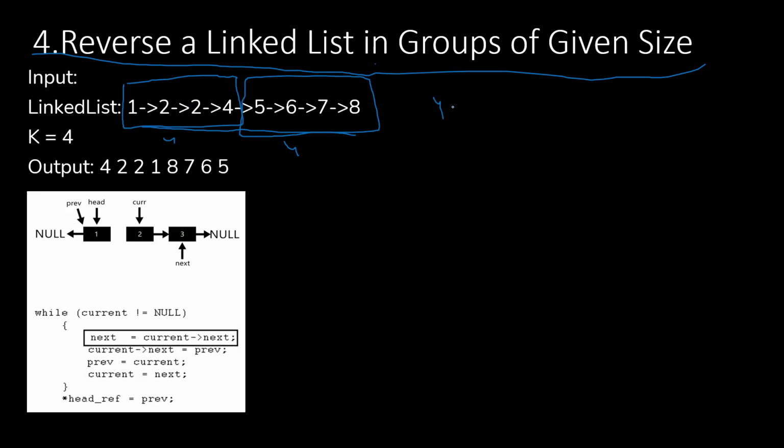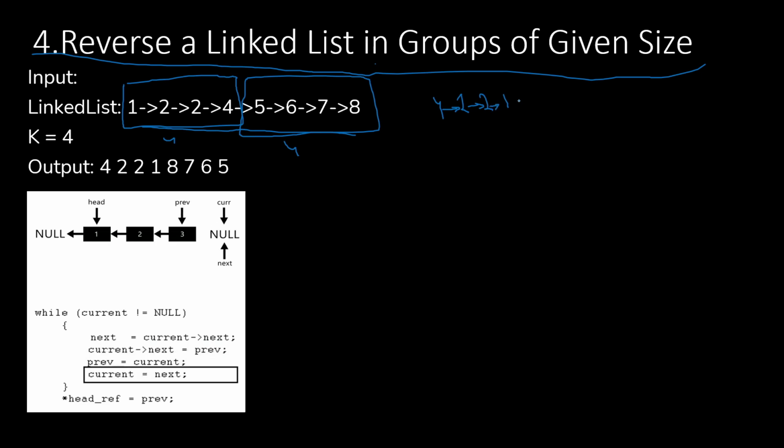How? 4 will come here, then 2. This is the first box. This is the original order, right? We have reversed this order, and this is how it should be visible in the output. 1 will be pointing to 8 here. We have to reverse the second box also. If we reverse the second box, that will be 8 7 6 and 5 at last.